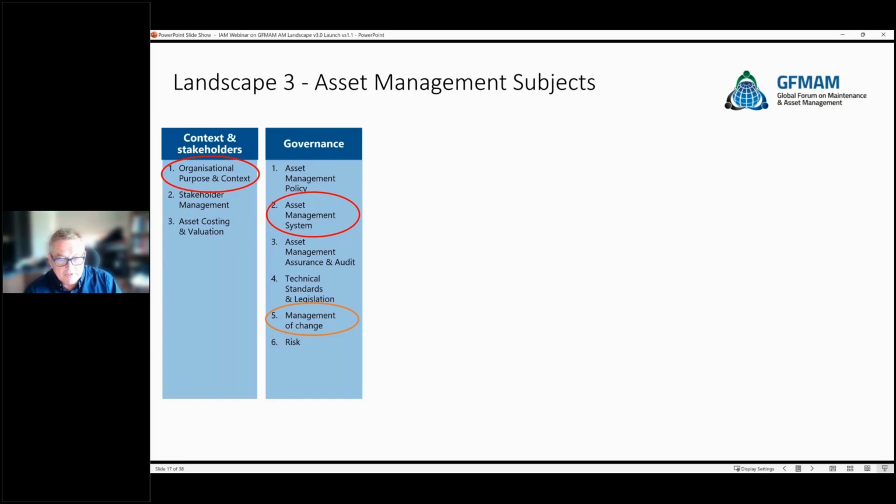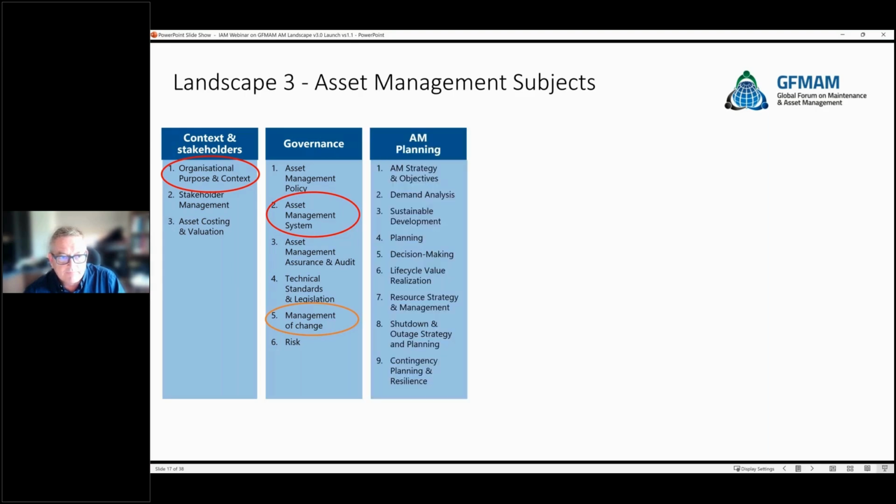Risk, again, it's been moved, the position slightly more upfront, but in terms of the scope of the subject, it's not fundamentally different. Asset management planning, this is probably the area that's had most change. So in the old landscape and in the IM conceptual model, this would have been strategy and planning and decision making as 2 kind of groups. That's all been merged into a single group called planning now.